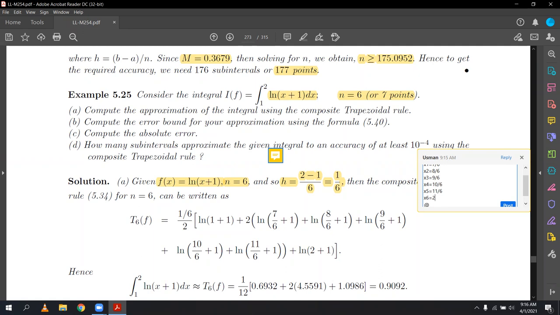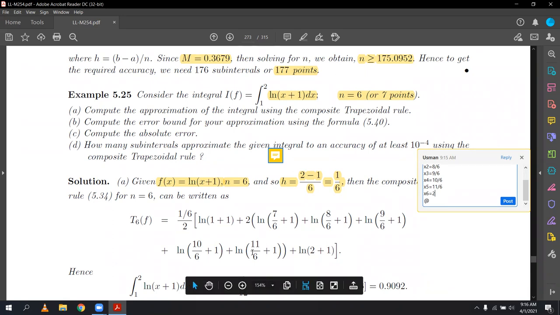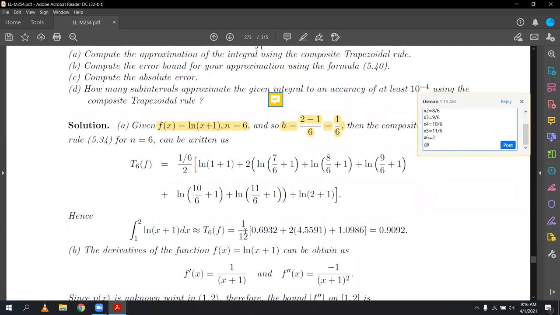Now the value of the function at the first point and the last point should be multiplied by 1, and the middle points should be multiplied by 2. So that's what I write here. Your function is this one. What is your x0? 1, so ln(1 plus 1), and x1 is 7 by 6, x2 is 8 by 6, x3 is 9 by 6, x4 is 10 by 6, x5 is 11 by 6, and x6 is equal to 2. So the function is ln(x plus 1). Use this formula, and inshallah you will get the approximation.